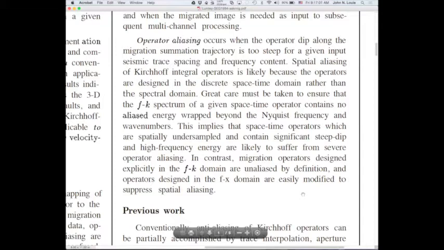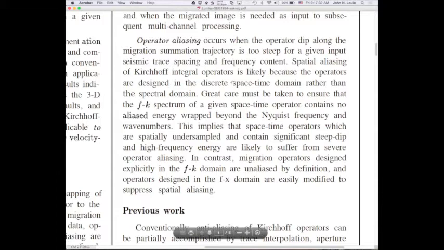If we were migrating in the FK domain instead of using the Kirchhoff method, there'd be no question. There's no way that you can go beyond aliasing in the FK domain, right? So we would not have this problem with FK migrations.